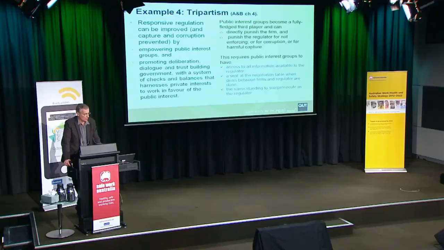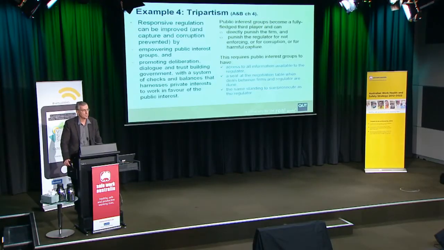Capture is when the regulator gets a bit too close to the firm. Now, we want the regulator to be close to the firm because we've talked about cooperation. So in a sense, cooperation is good capture. What we're trying to prevent here is bad capture, and corruption probably doesn't need much explanation. So how do we check against capture or corruption? We do that by empowering public interest groups.